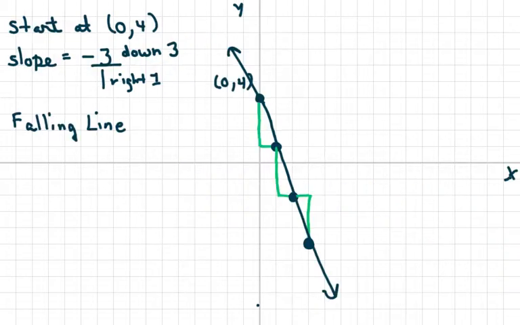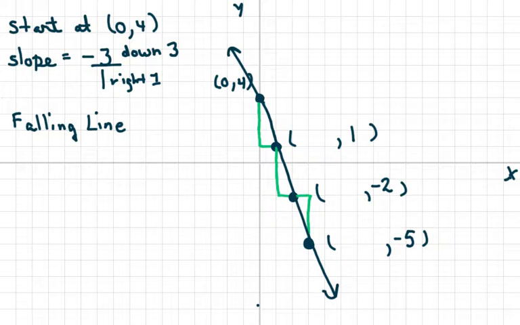Back over here, we didn't label our points. Let's go ahead and do that. I started at 4 on the y-axis, and I keep going down 3. So I start at 4, and I go down 3, I'm at 1. At 1 and go down 3, I'm at -2. At -2 and I go down 3, I'm at -5. I started at 0 on the x's, and I keep going 1 to the right. So 0, 1, 2, 3, and so on and so forth. Okay.